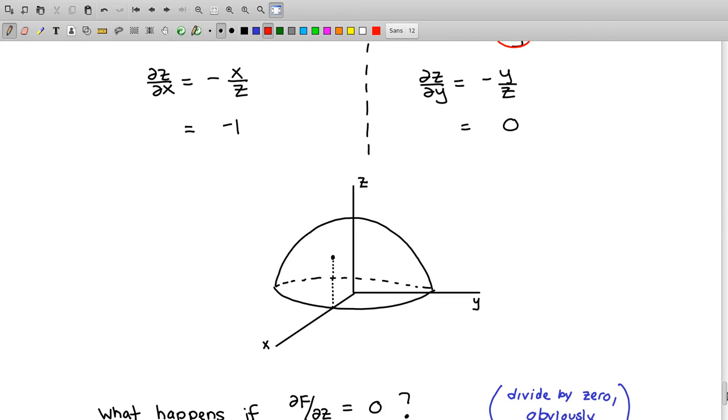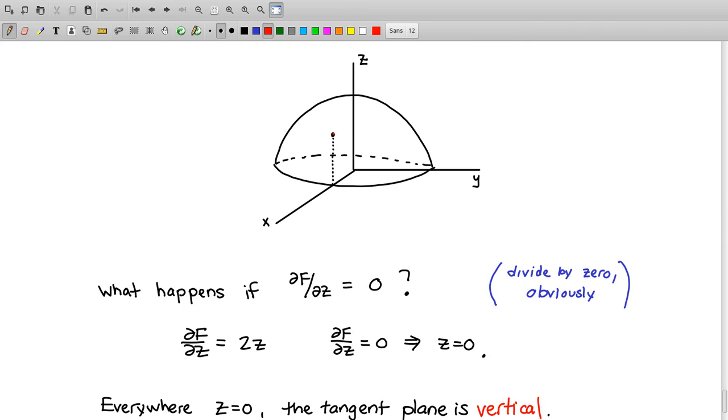Here's just a graphical illustration. Here's the point in question. It's always useful to check and make sure that those answers make sense. As x changes, z is indeed decreasing, and so it should be negative. And as y changes, we're walking along the side of the sphere, and z is not changing, and so we should get 0.